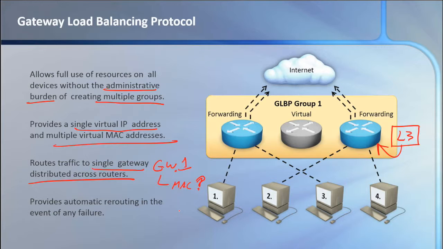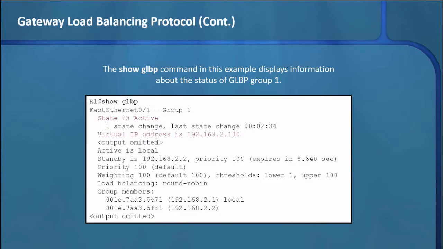In the event of a failure, it automatically handles the rerouting by moving the virtual MAC to a new router and sending out a gratuitous ARP. In other words, a broadcast frame to tell the switches that that MAC is now located over here.